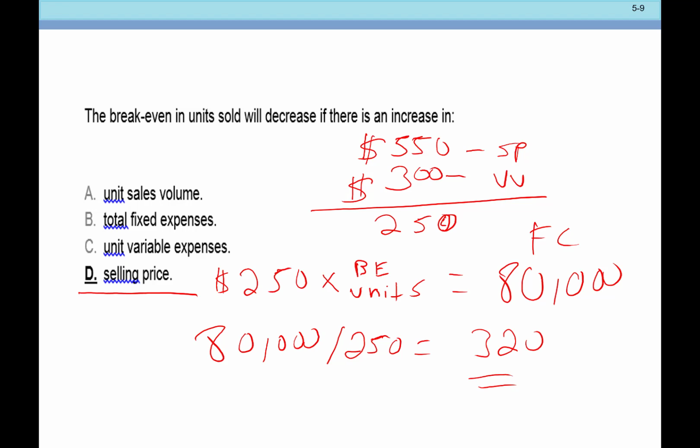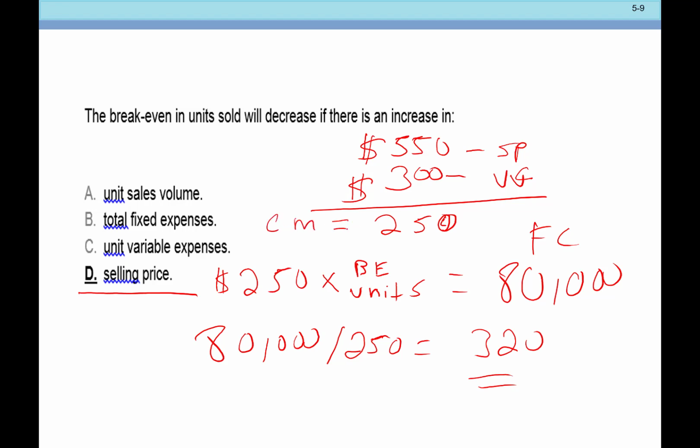Now let's just work with that last set of numbers to see if that makes sense. Our selling price was what? 500, wasn't it? Okay, but let's say we increase it to 550. So we take this 550 minus the what? 300, that's variable cost. Variable cost, okay, of 300. That leaves us a what? Contribution margin of 250 per unit.